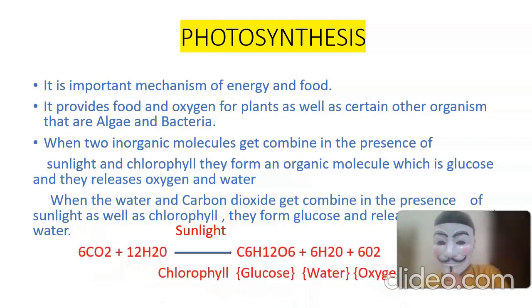So now we will see the chemical reaction for this process. 6CO2 plus 12H2O, in the presence of sunlight and chlorophyll, give rise to glucose, which is C6H12O6, plus 6H2O plus 6O2. Okay, let's go ahead.